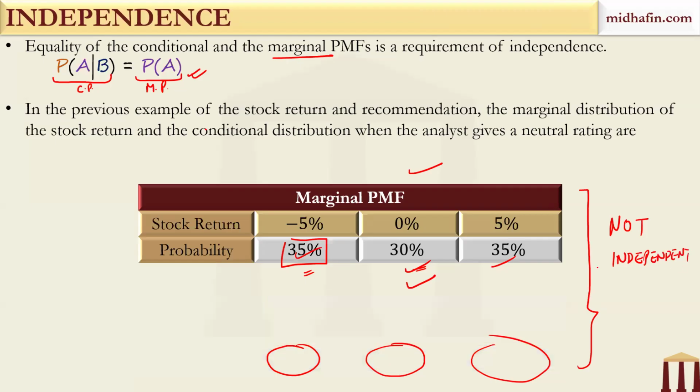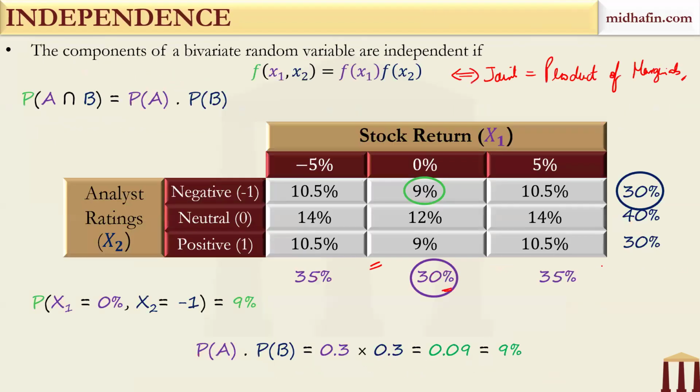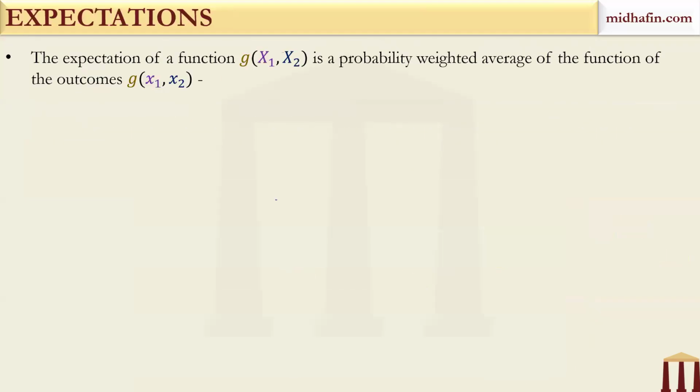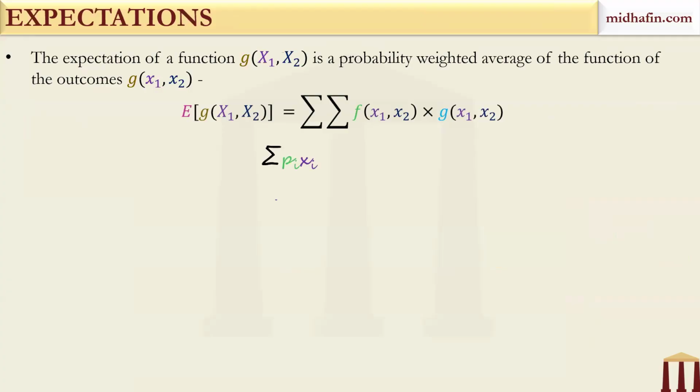Whereas in the previous case, the example that we constructed specifically, these are independent. With these numbers, they are independent. But with the original numbers, they were not independent, which is verified both from the multiplication as well as from the comparison between the conditional table and unconditional table. So for expectations, don't remember this formula. Just remember the same formula, summation pi xi. That's it.